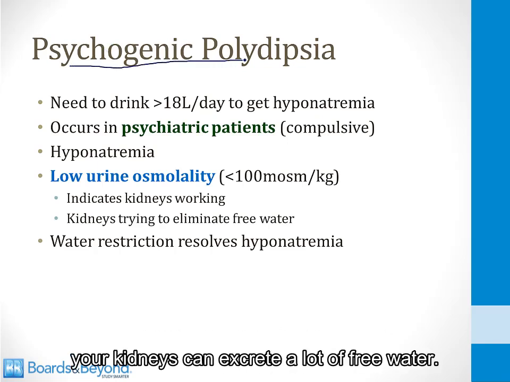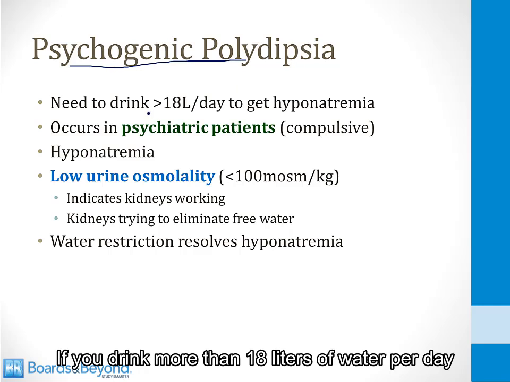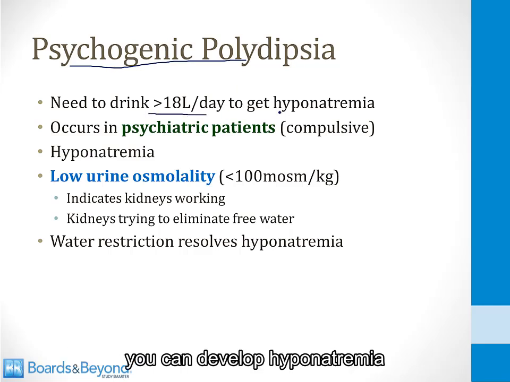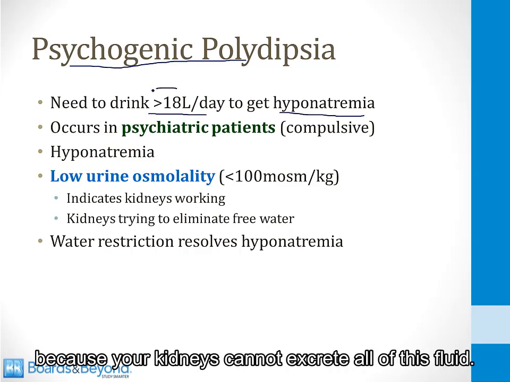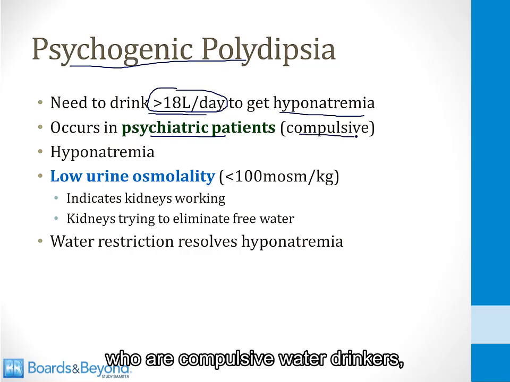Your kidneys can excrete a lot of free water. However, there is a limit. If you drink more than 18 liters of water per day, you can develop hyponatremia because your kidneys cannot excrete all of this fluid. And this occurs in psychiatric patients who are compulsive water drinkers.